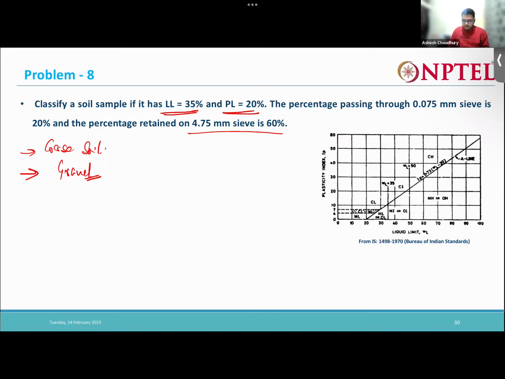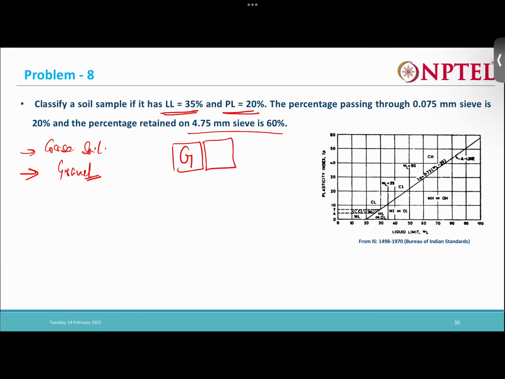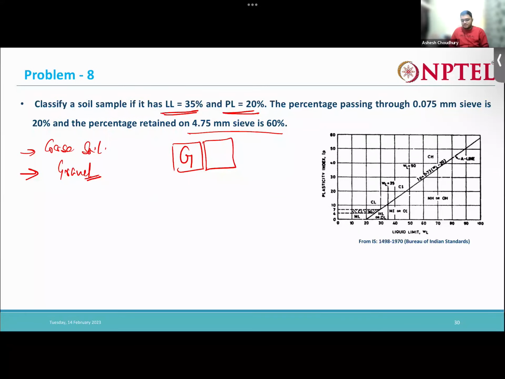Correct. So we already know the prefix, that is G. Now we have to find out the suffix. Tell me, in what category will the suffix come? It will be either this or this, one or two. What will the suffix be: W or P or C or M? Why two?